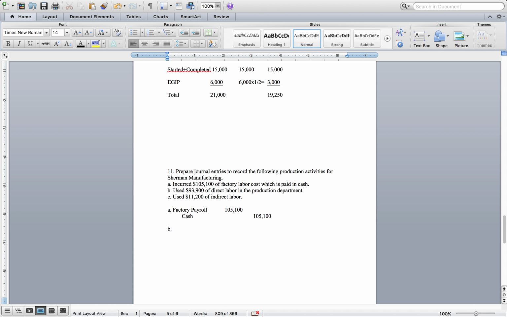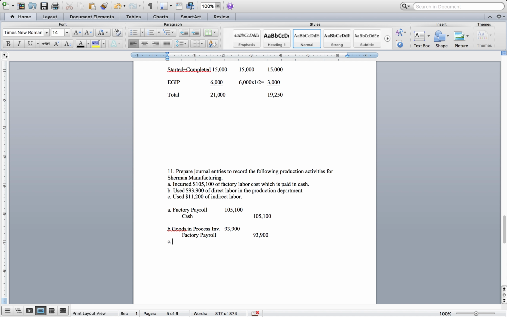Now B says use $93,000 of direct labor in the production department, right? Because they use this as goods in process inventory. Okay, it'd be $93,900. Again, it's being incurred. And anytime it's incurred, you want to increase your goods in process inventory, so you debit that because it's an asset. Assets increase with debits. And where does it come out of? Well, we're using up factory payroll. That's being decreased, so you want to credit that. Okay, so the same amount, $93,900.